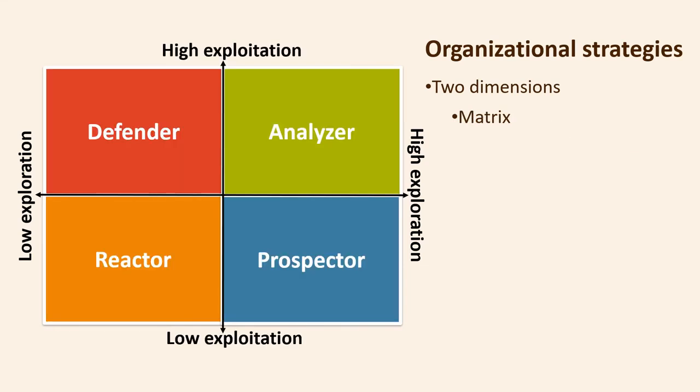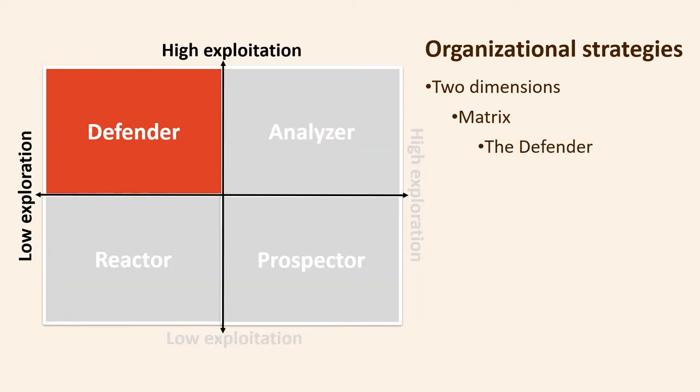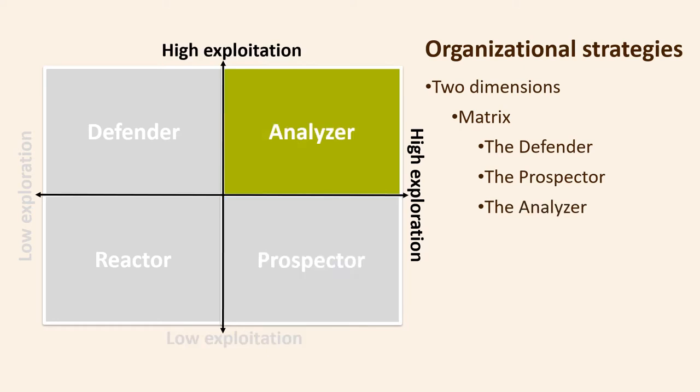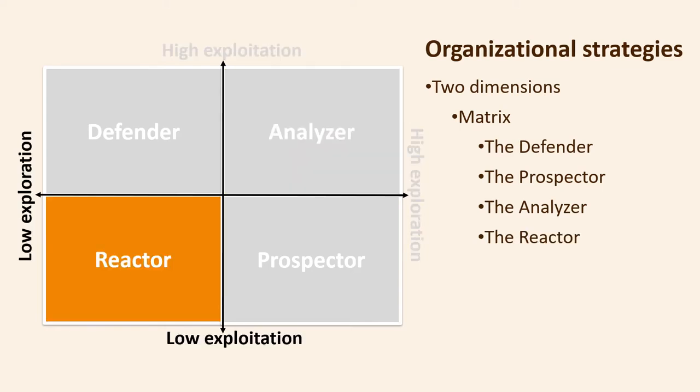The 2 dimensions form a matrix consisting of 4 quadrants. These are the defender in the upper left corner with low exploration and high exploitation, the prospector in the lower right corner with high exploration and low exploitation, the analyzer in the upper right corner with high exploration and high exploitation, and finally the reactor in the lower left corner with low exploration and low exploitation.